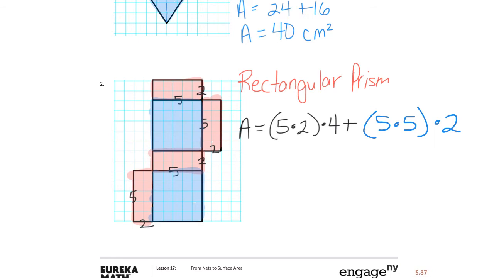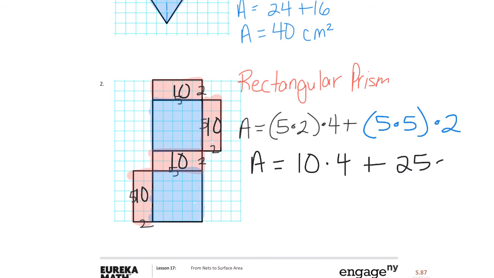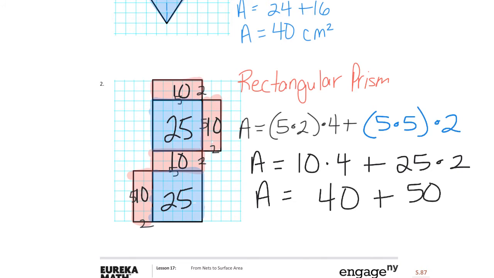So now I solve what I have in parentheses first. So area equals 10 times 4. So that means the area of each of those red ones is 10 centimeters squared, plus 25 times 2. Each of the blue ones is 25. Now I'm going to take care of my multiplication, and so I end up with 40 plus 50. And 40 plus 50 equals 90 centimeters squared. Go ahead and go on to the next page.